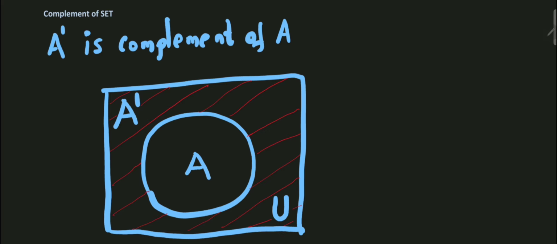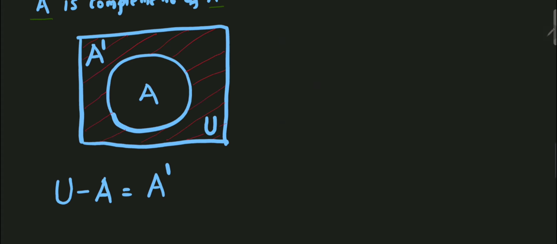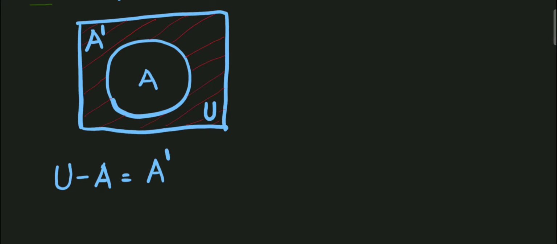Then comes the complement of a set. Let's say if you are talking about set A, then the complement is defined as A dash. A dash is nothing but the universal set minus set A. If somebody asks what is the complement of A, it is the universal set minus set A, and whatever is the shaded portion here, those elements that fall in this shaded portion become A dash, and that is called the complement of set A.